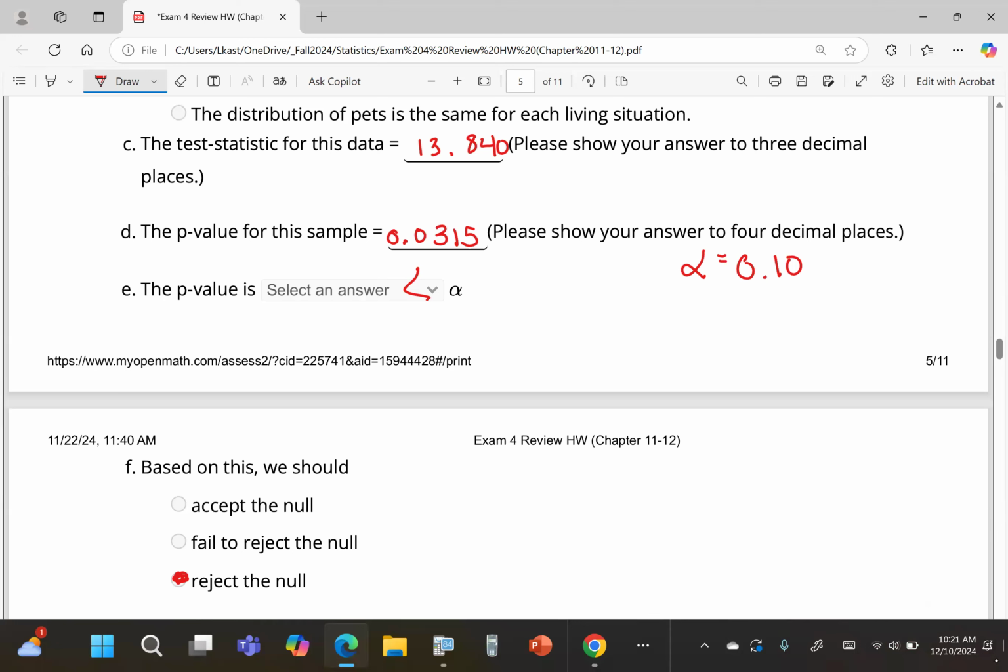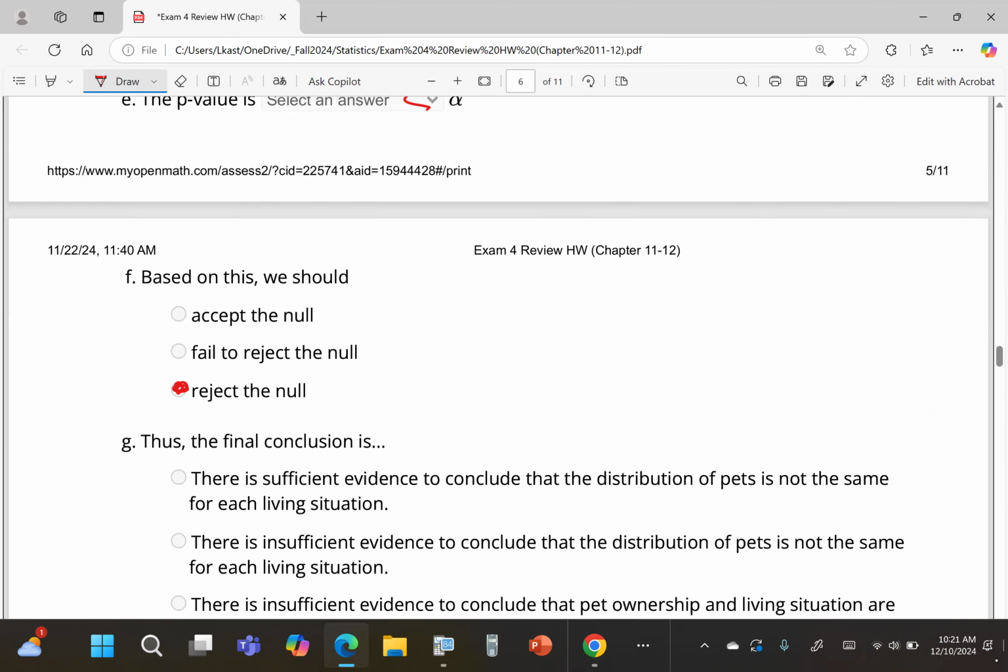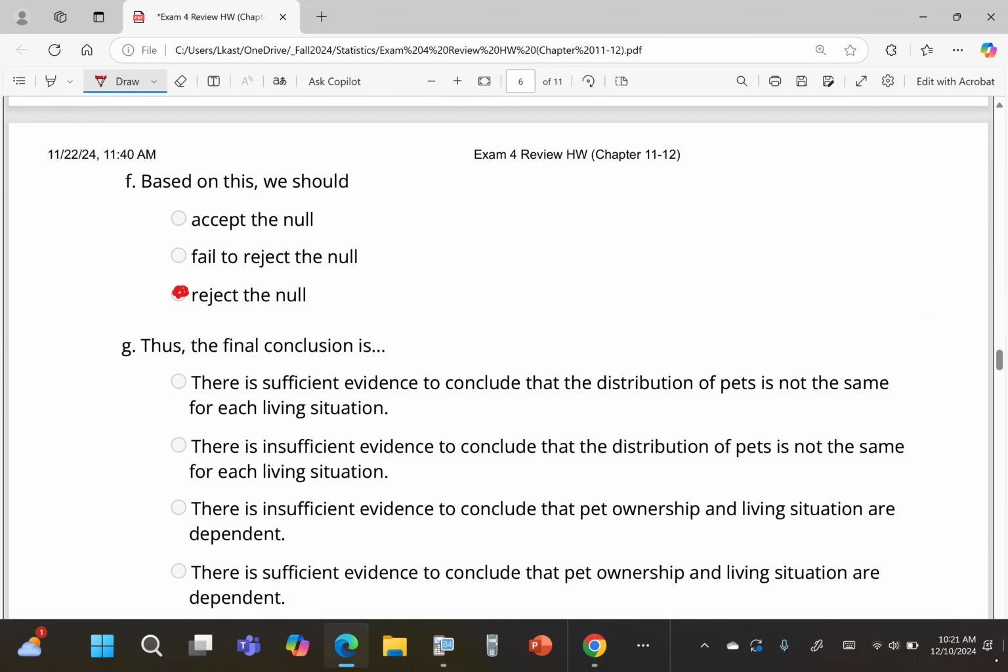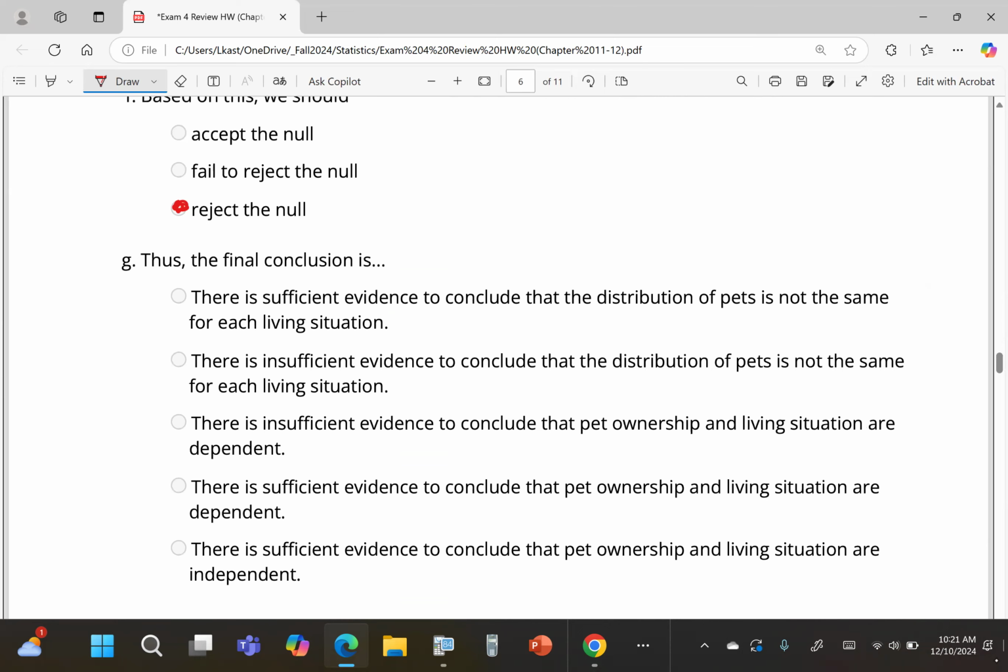So what do we conclude? They are dependent on each other, correct? So there is sufficient evidence to say that these two things are dependent. So there is sufficient evidence to conclude that pet ownership and living situation are dependent. Yep.